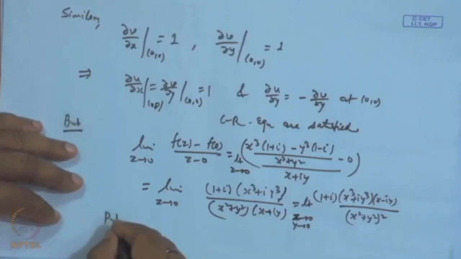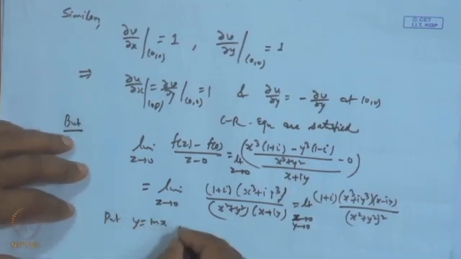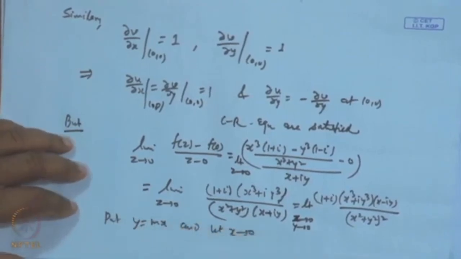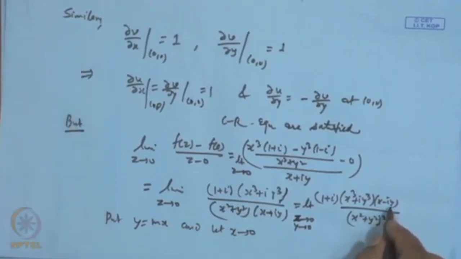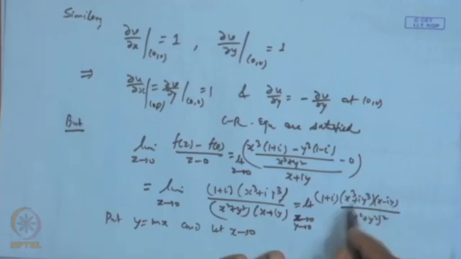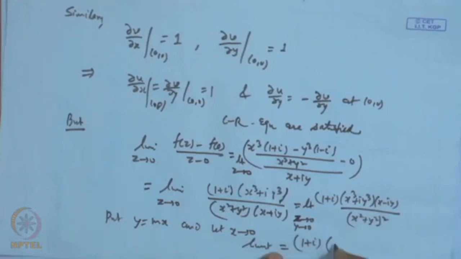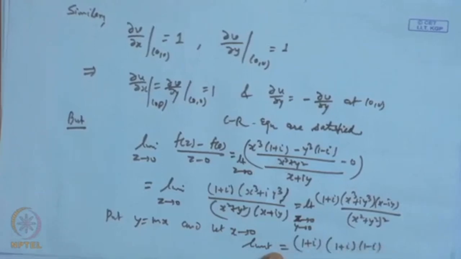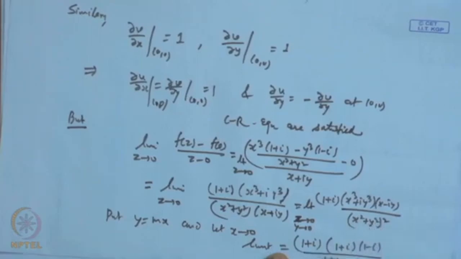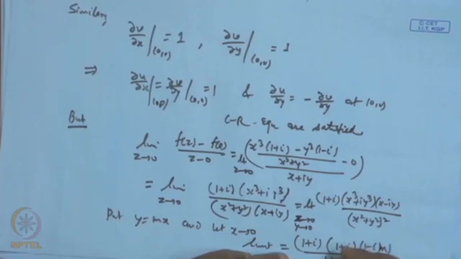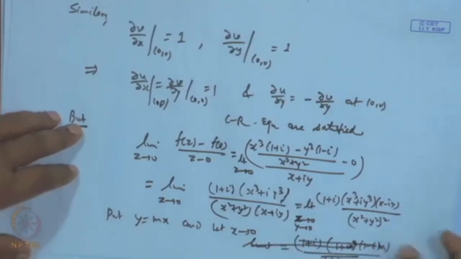Now, substitute y is equal to mx and let x tend to 0. Then what happens? When you substitute y equal to mx here, then x is cancelling, and the limit will come out to be (1 plus i) (1 minus i) divided by 1 plus, sorry, y equal to mx, so here is m cube. Sorry, this is m. This is m cube. Okay, I will write again. Sorry, I will write this. So, take this. Substitute m.